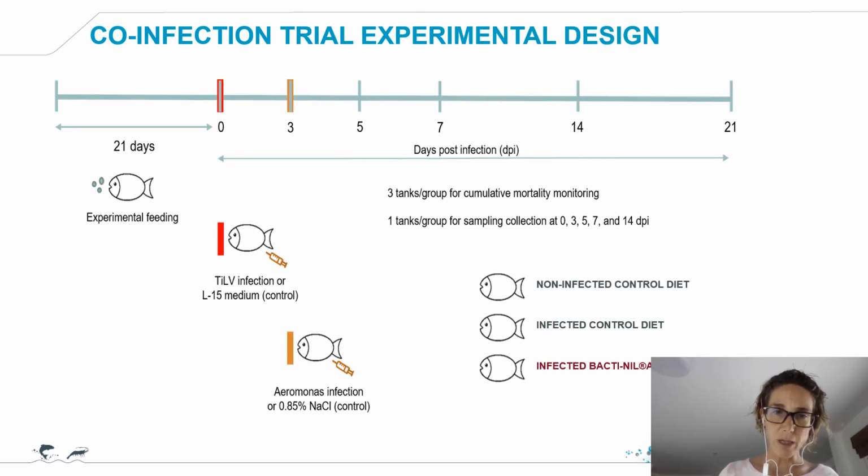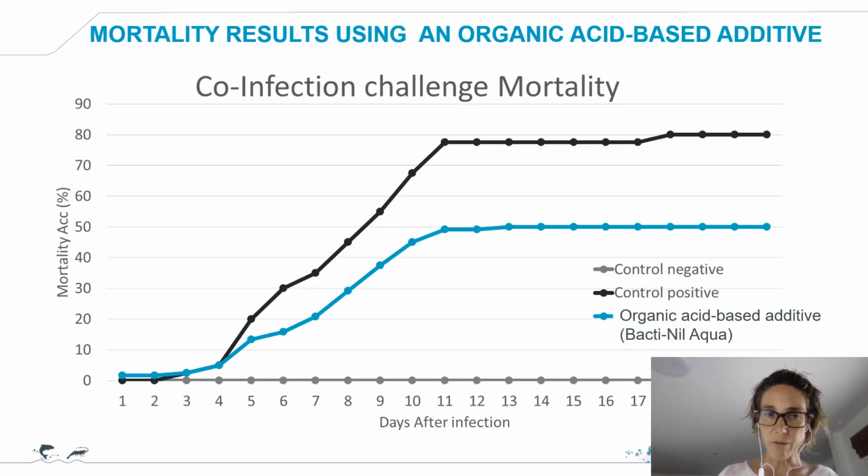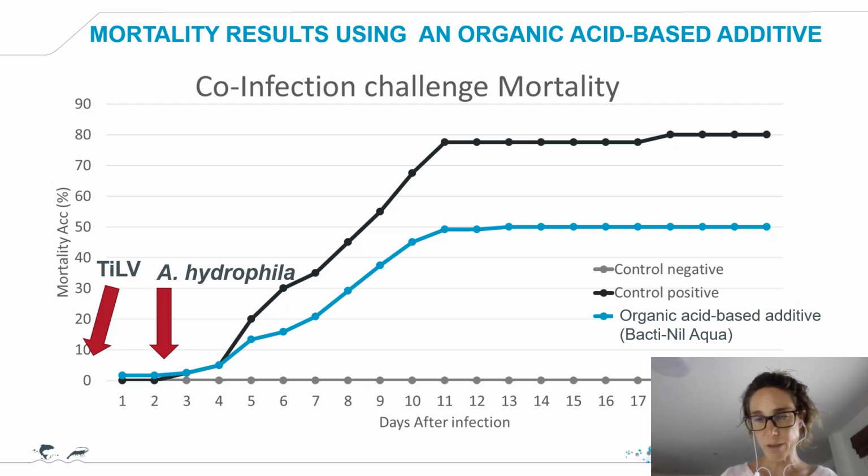And this is the co-infection trial experimental design. There was an acclimation period of 21 days, followed by a challenge with tilapia lake virus on day 0, and a challenge with Aeromonas hydrophila on day 3. And then these animals were monitored for 21 days. There were 3 groups: non-infected, control diet, the control negative; the infected, control diet, control positive without any additive; then a 3rd group with Bactimil Aqua. It's an organic acid-based additive, a synergistic blend of medium chain and short chain organic acids. So these 3 groups were evaluated during these 21 days post-challenge.